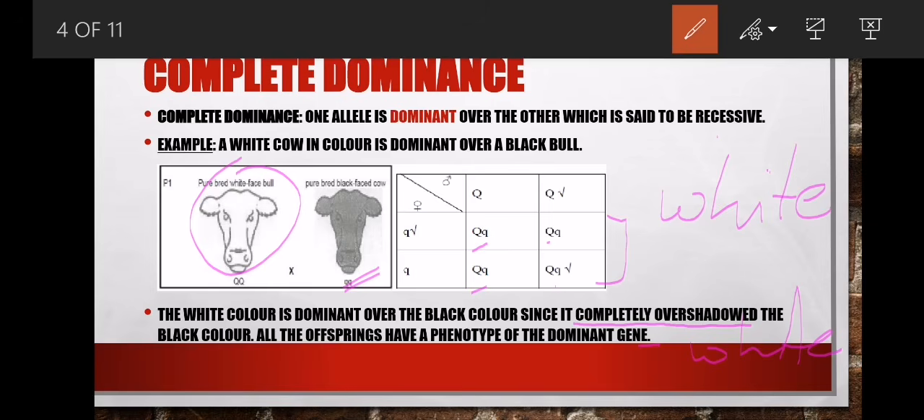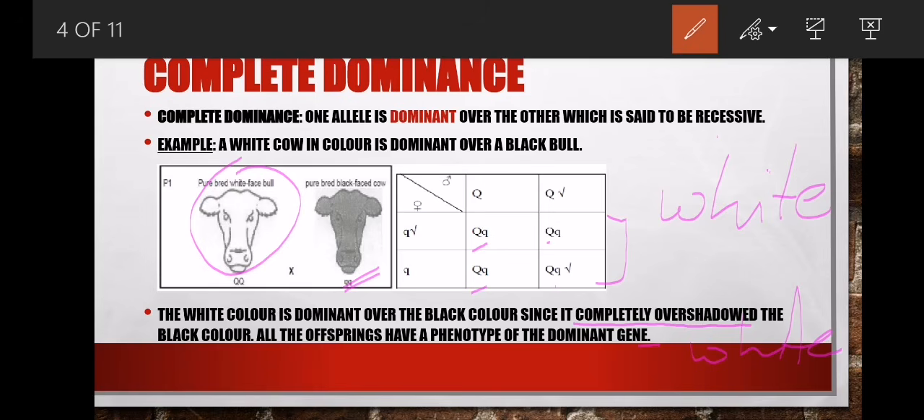When the phenotype of the offspring is similar to one of the two parents, it means that parent is dominant over the other, or that parent was completely dominant over the other parent. In this case, we have white and black.